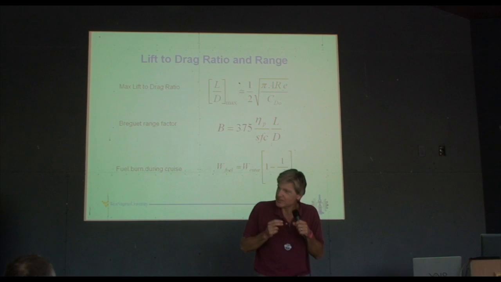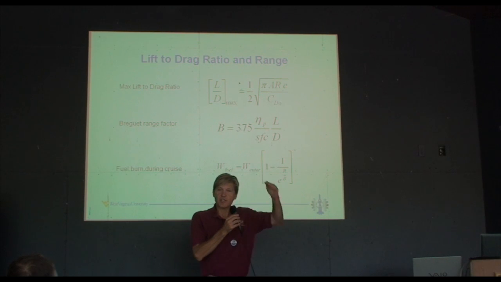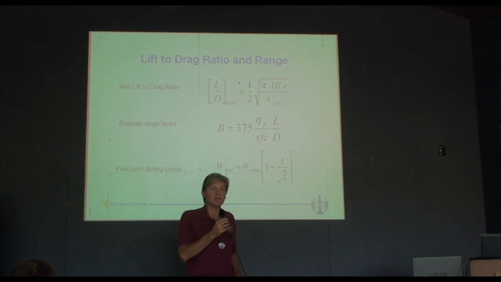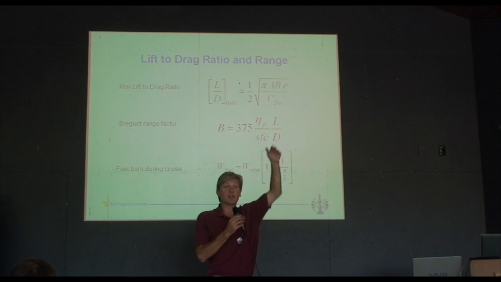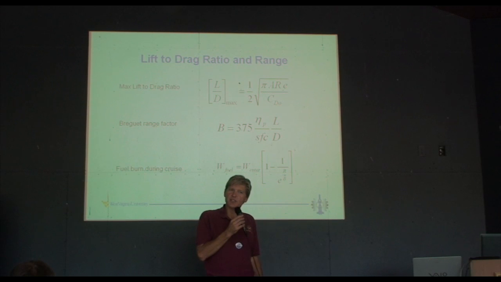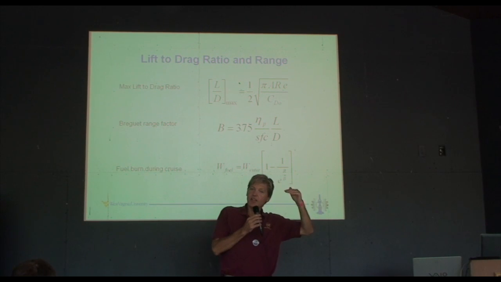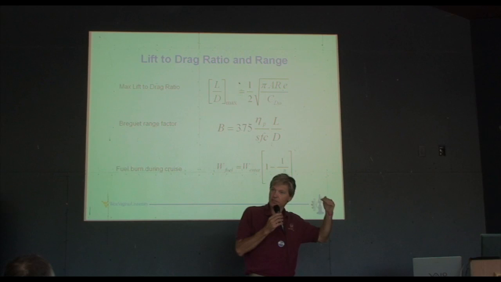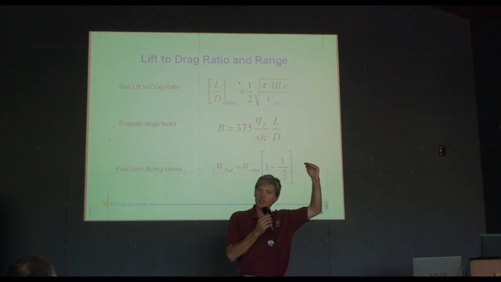But the problem is their maximum lift-to-drag ratio occurs at a speed of maybe 120 knots, where we'd like it to be 220 knots. So how do we make the maximum lift? How do we keep the L over D at 20, but make the speed for the L over D max 220? How do we do that? Huh?